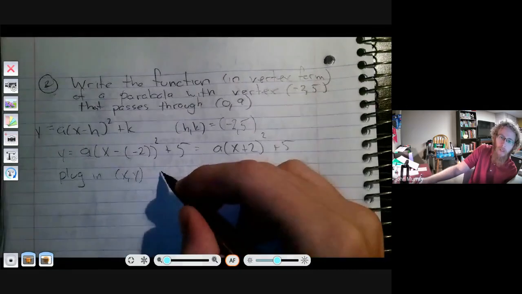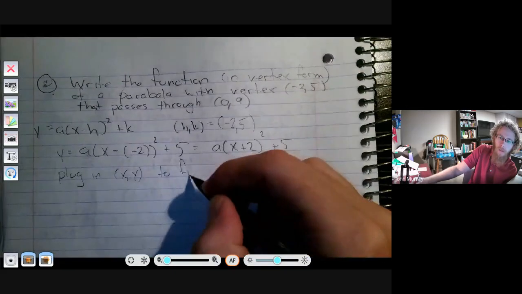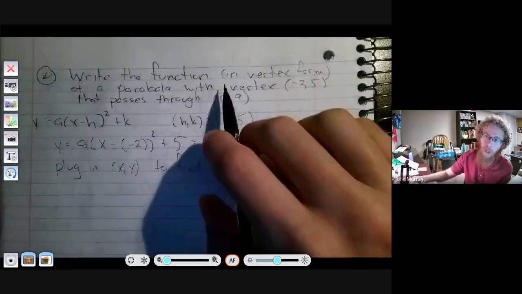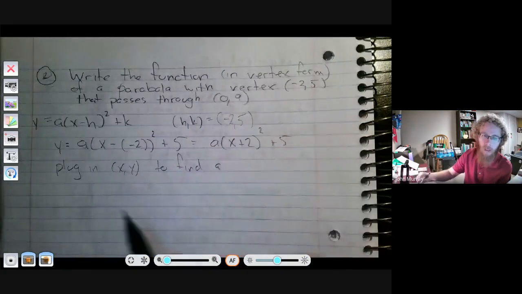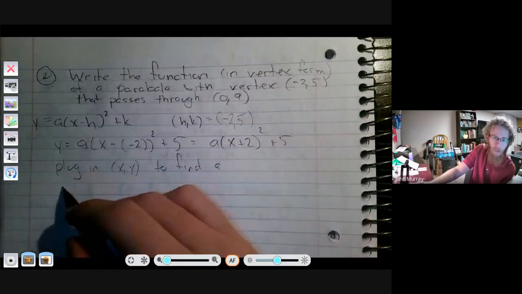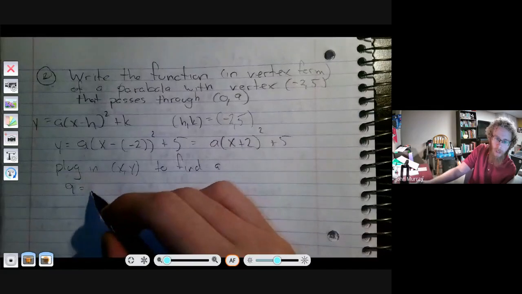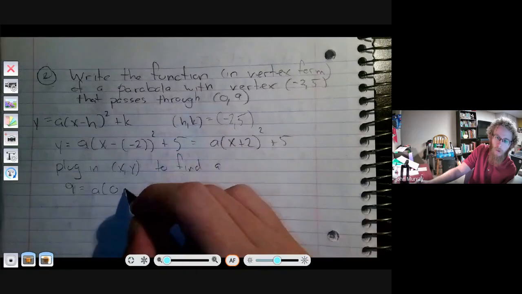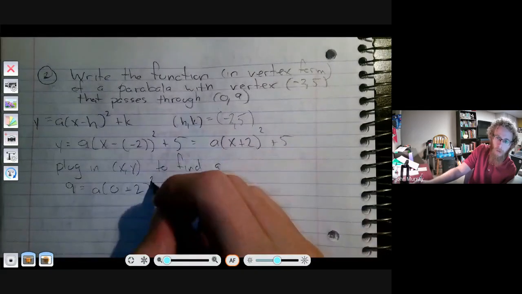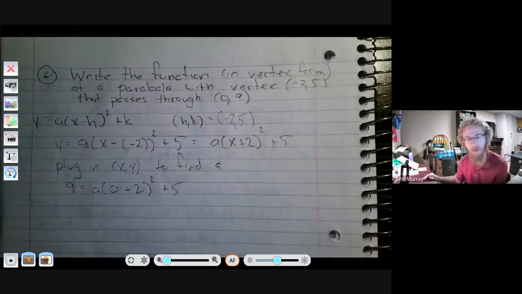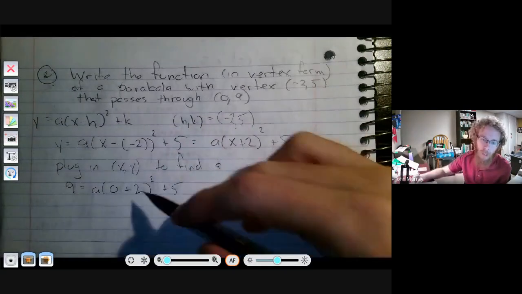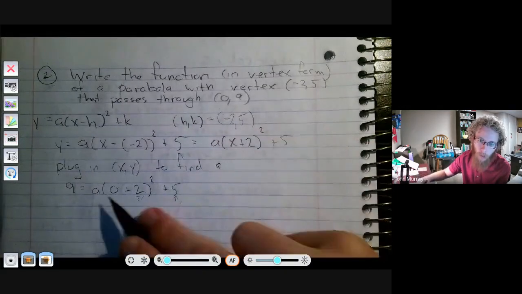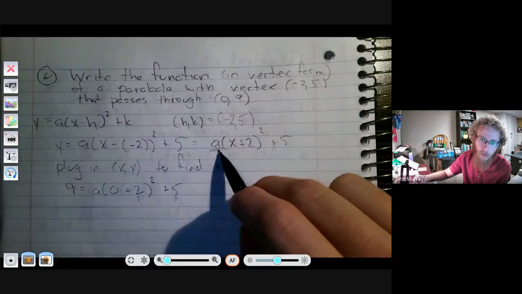So now we're going to plug in the xy value we have to find out what a is. Right, so my x and y we have is 0 and 9. So right away, right, the y equation is equal to 9. 9 equals a times the x that we picked was 0. So 0 plus 2 squared plus 5. Right, so again, remember these are going to stay there in the final equation. And all we're looking to do is find out what a is.